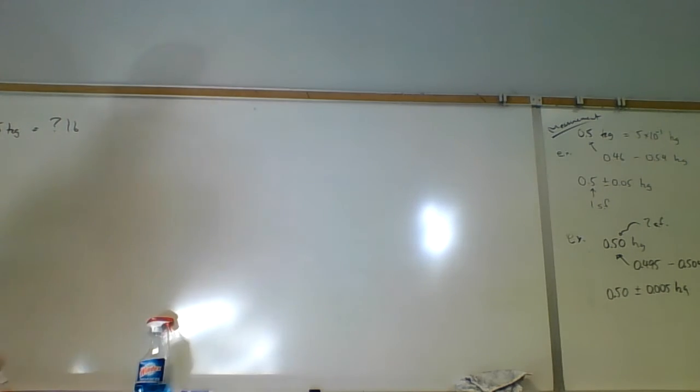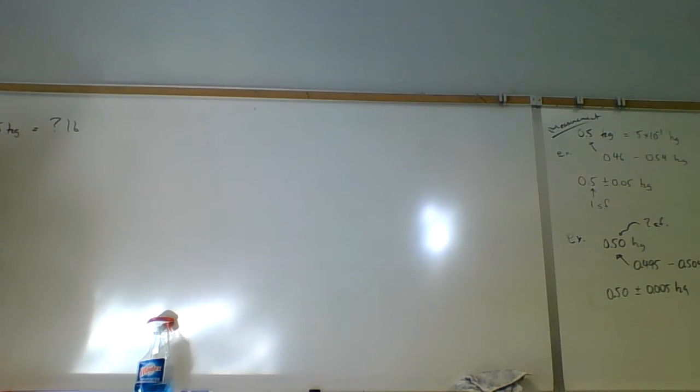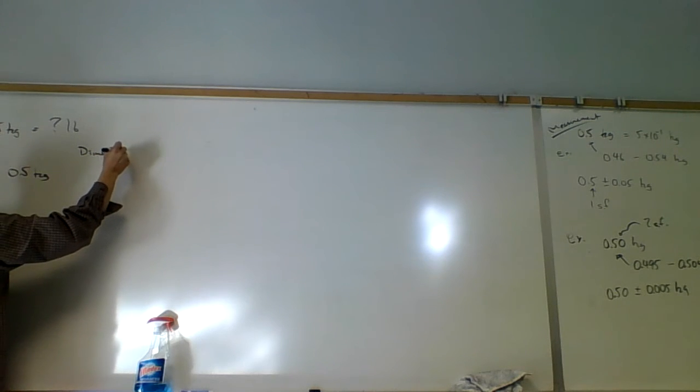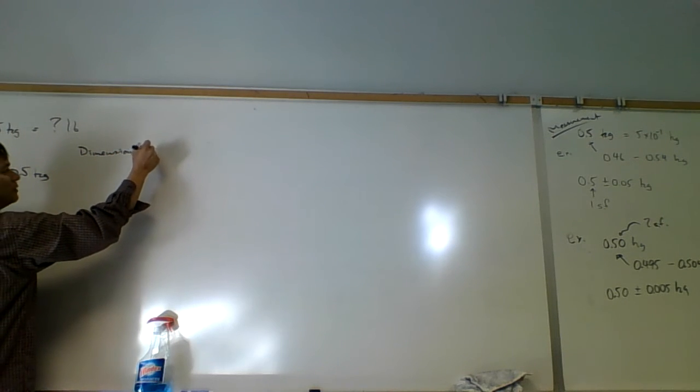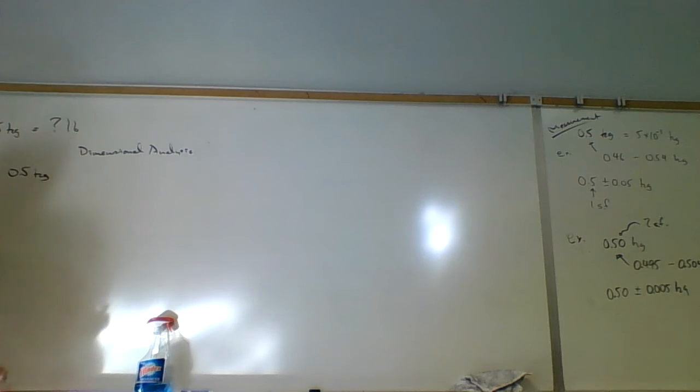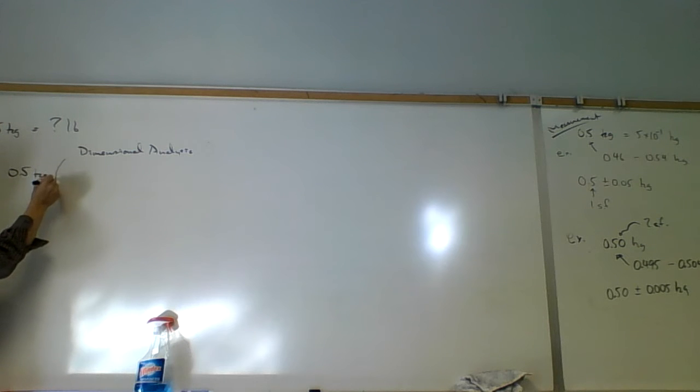And so one thing I could do is set it up like this. This is going to be an example of dimensional analysis. Dimensional analysis is how we solve a lot of problems in chemistry. Not all of them, but most of them are going to be solved using dimensional analysis. Dimensions are the units, like kilogram, grams, pounds; all these are dimensions.